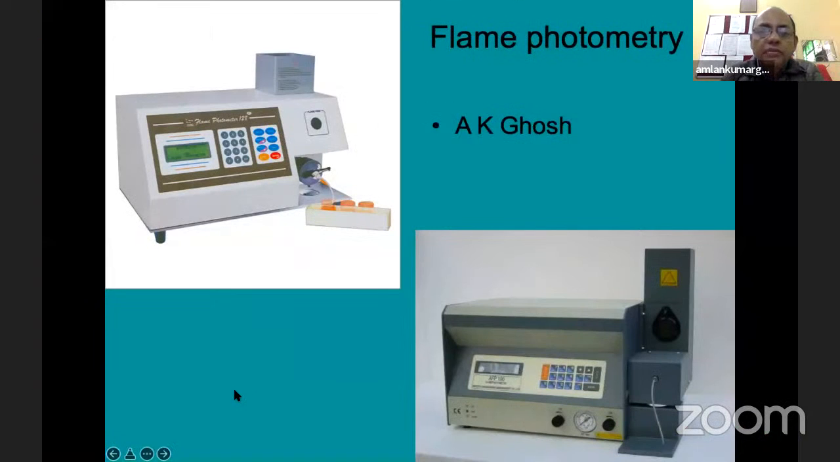Okay. Then we have 3 commonly used emission methods. One is flame photometry, second is atomic absorption spectrophotometry, and third is the inductively coupled emission spectroscopy. So these are the three commonly used emission methods. And first I will run through 1, 2, and 3, that is flame photometer, atomic absorption spectrophotometer, and ICP, and then I will compare what are the things that are common in them and what are the things which are not common in them.